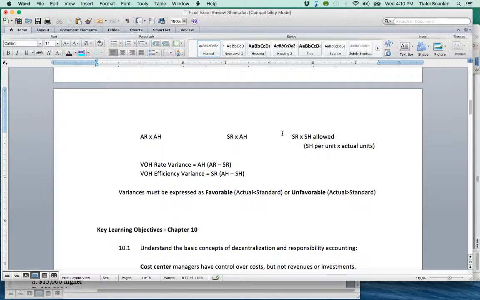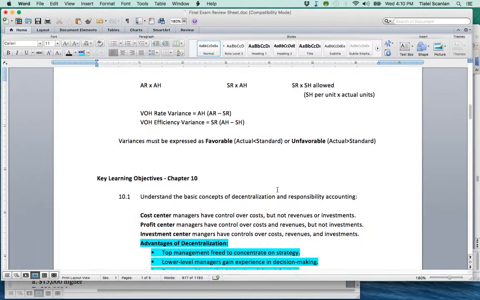And remember, you have to determine if it's favorable or unfavorable. If the standard was $1 and they spent $1.50, that would be unfavorable. The actual was higher than the expected or the standard, and that can help you determine if it's favorable or unfavorable. I go over that also in the video that I made for Chapter 9.